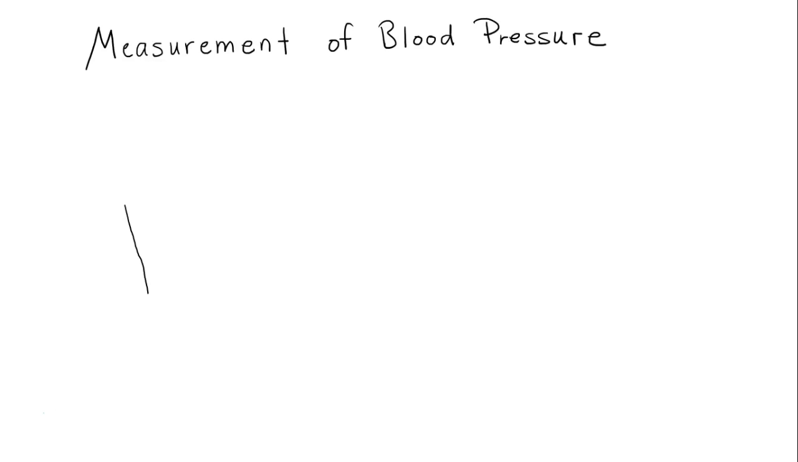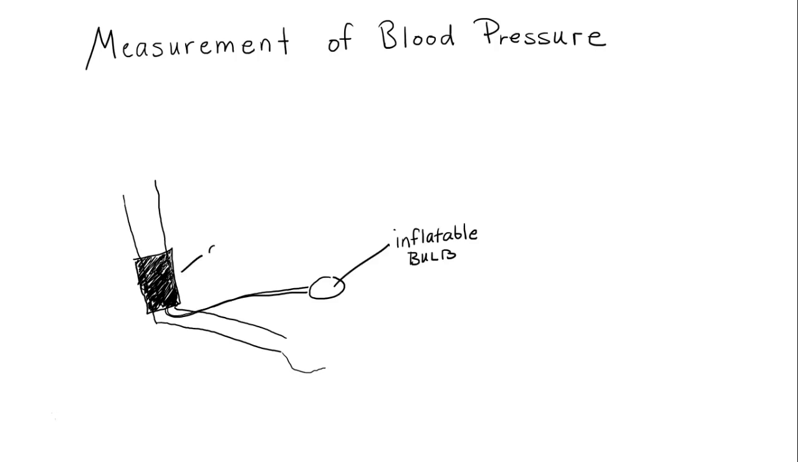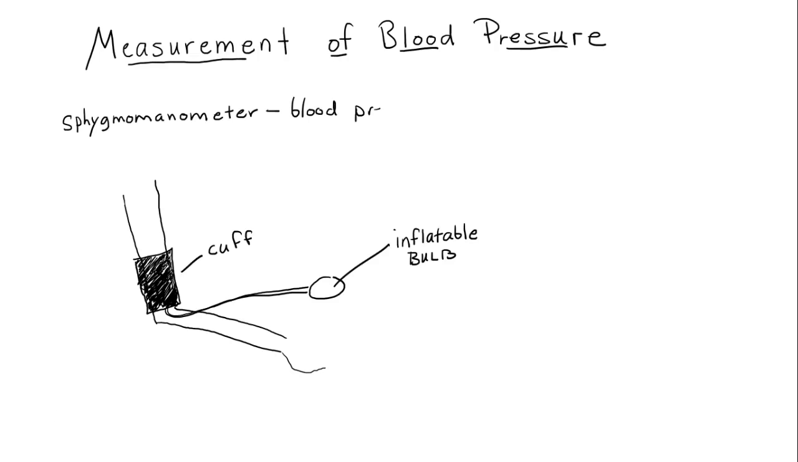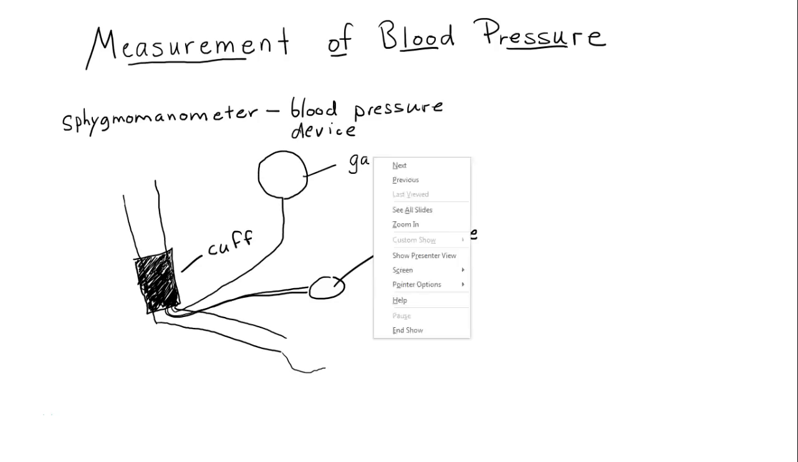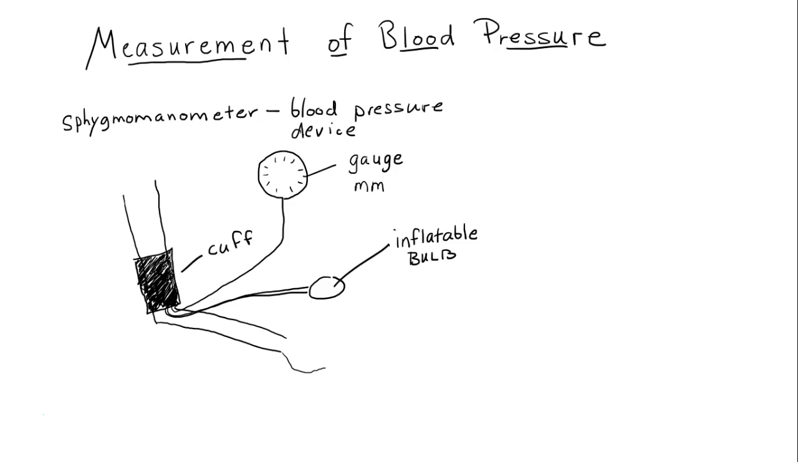Okay, so in this slide we're talking about the measurement of blood pressure. And for this purpose we use a sphygmomanometer, which consists of a cuff that is attached to an inflatable bulb. You can press on the bulb and the cuff will inflate, putting a pressure on the arm. The sphygmomanometer is the blood pressure device. Depending on how much you inflate the cuff, the pressure can be measured by a gauge, which measures pressure in millimeters of mercury.